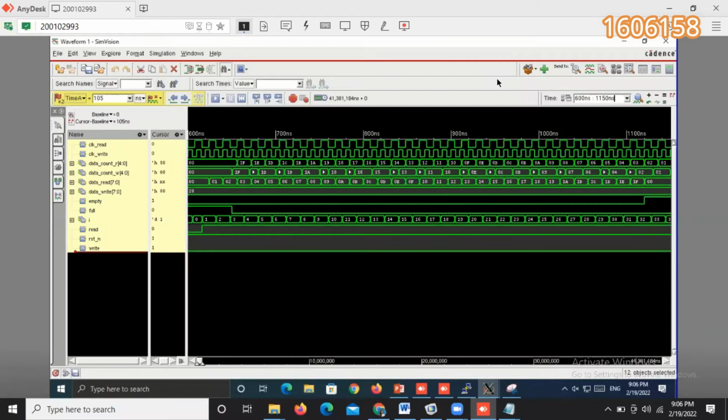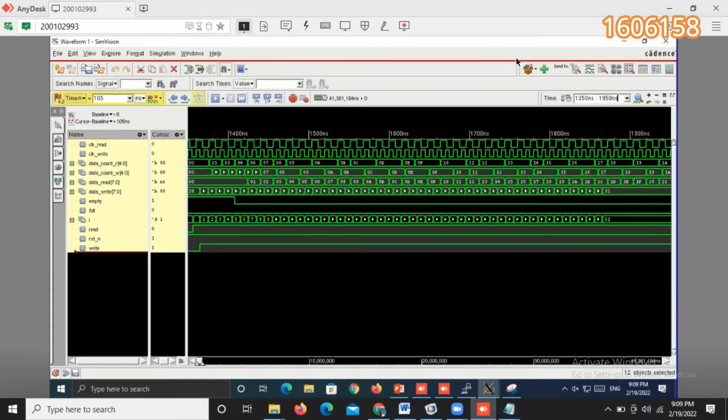This is our second test case where we will just read data and we will not write anything. That's why we have kept the write signal 0 all along, and we have enabled the read signal. And after enabling the read signal, at the next negative clock edge, data read will be started. And after reading the data from the FIFO, after the whole process, the empty flag will be on.